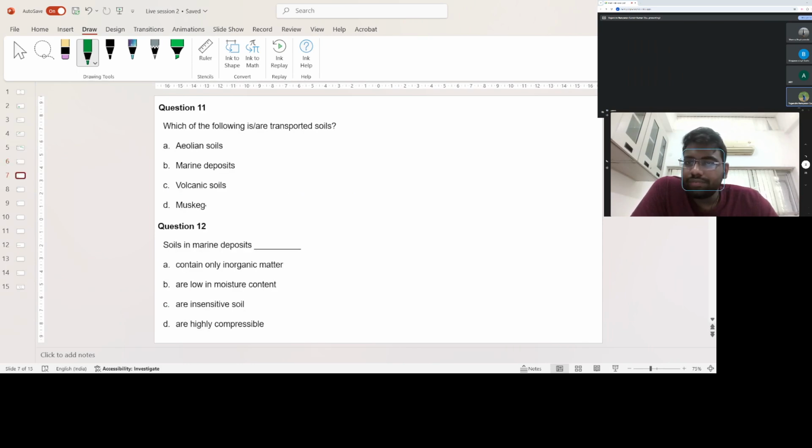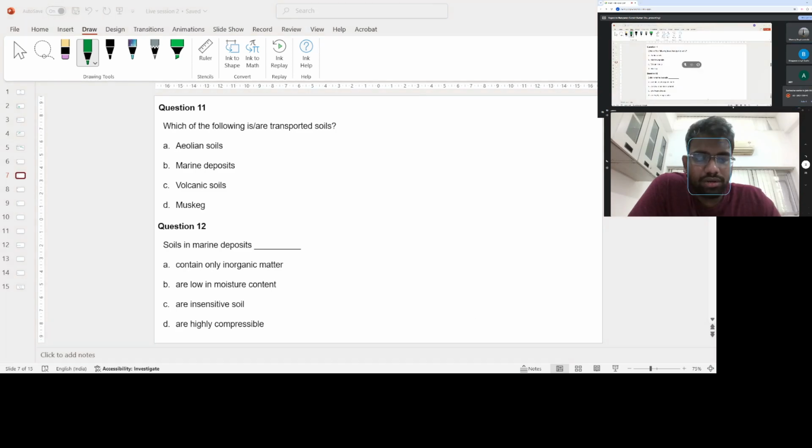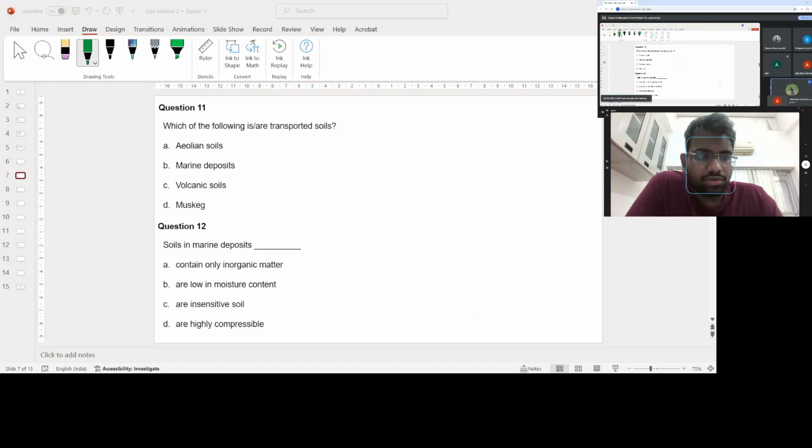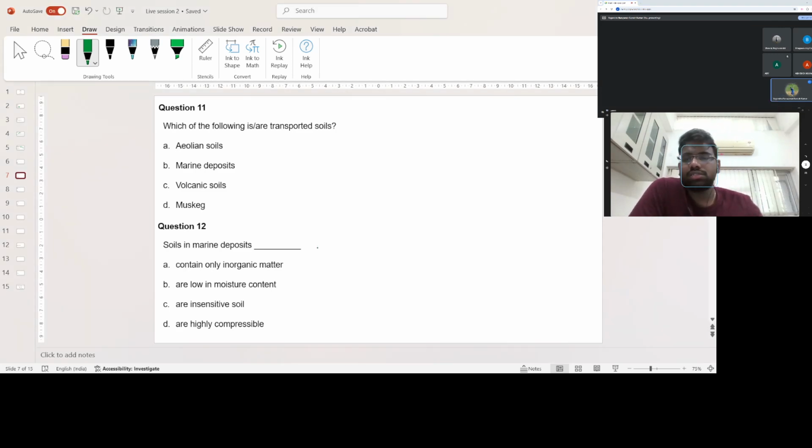Moving to the next question. Which of the following is or are transported soils? A, aeolian soils; B, marine deposits; C, volcanic soils; D, muskeg. The question might contain multiple answers also, so keeping that in account, you can say your answers.